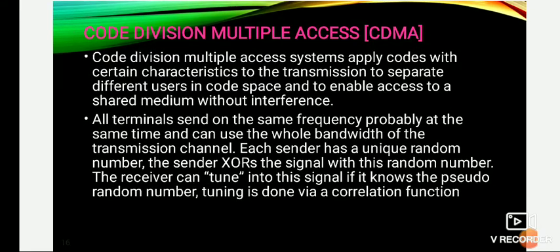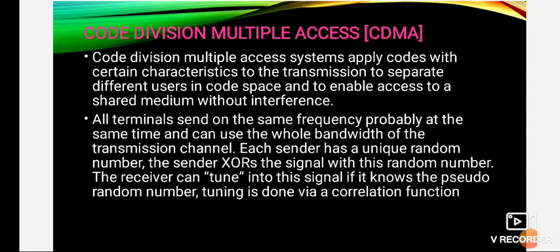Now let us see about CDMA, that is code division multiple access. The code division multiple access systems apply codes with certain characteristics to the transmission to separate different users in code space and to enable access to a shared medium without interference. All terminals send on the same frequency, probably at the same time, and can use the whole bandwidth of the transmission channel. Each sender has a unique random number.